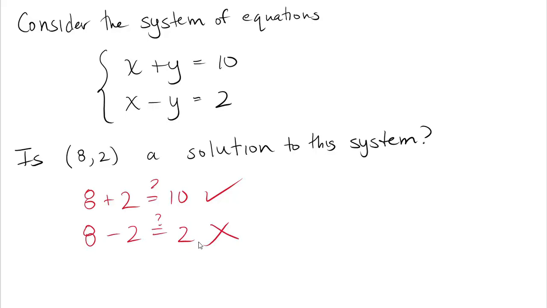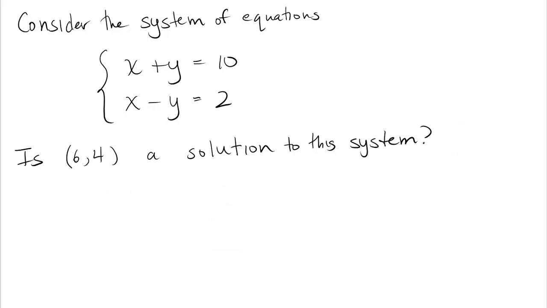And so while (8, 2) makes the first equation true, it doesn't make every equation true, and therefore (8, 2) is not a solution. (8, 2) is a solution to the first equation, but it's not a solution to the system because in a system we consider the equations simultaneously, and (8, 2) does not solve the second equation.